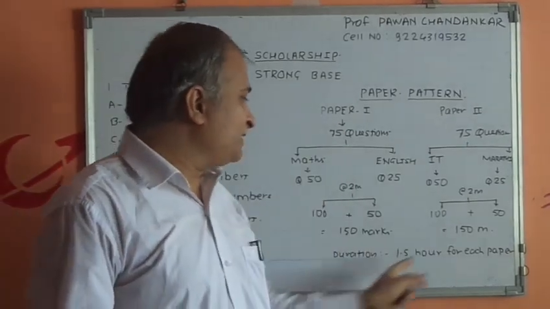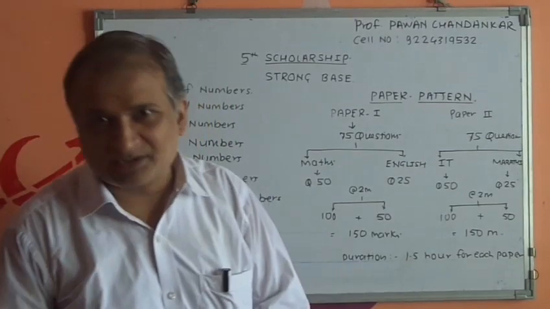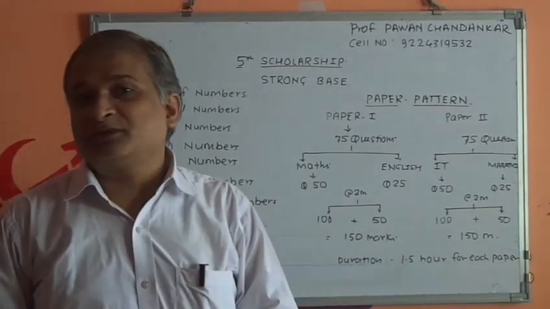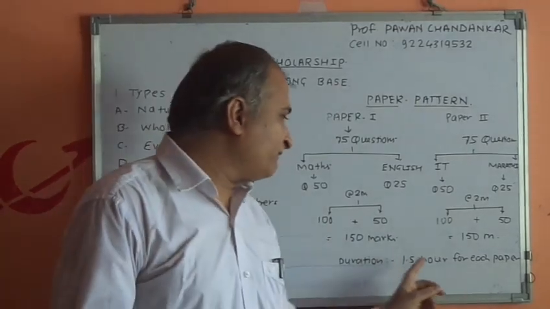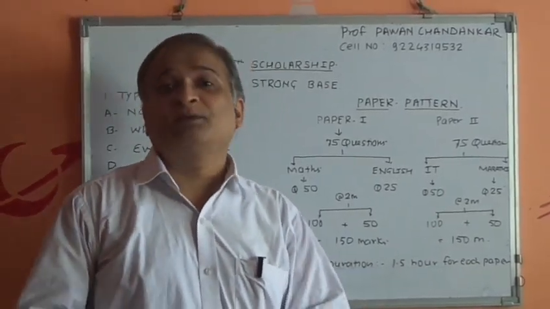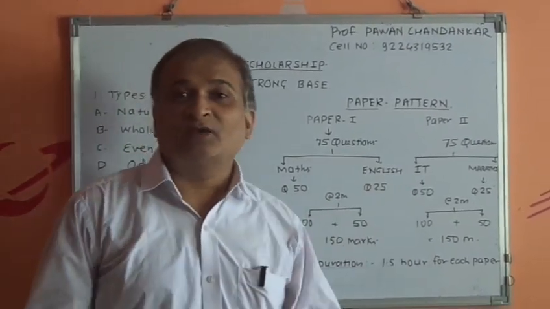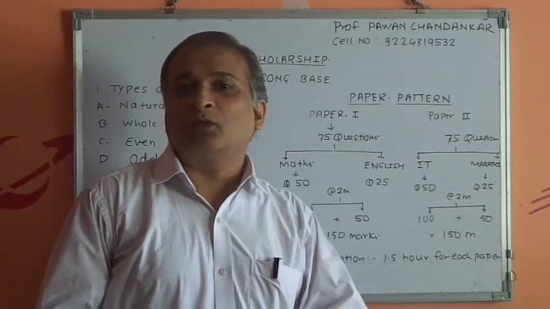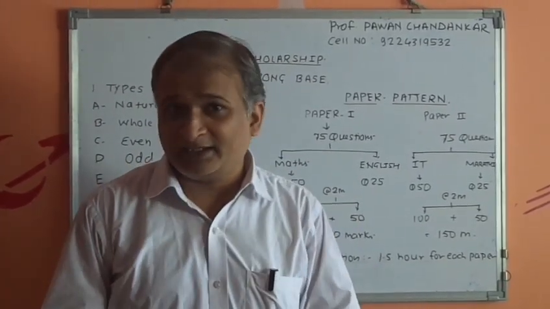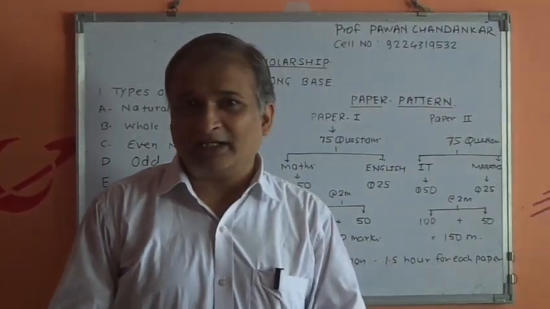So the total examination will be of 150 plus 150, 300 marks. Okay, and the duration of each paper will be 1.5 hours, that is 1 hour 30 minutes. So students, you will be getting in all 3 hours to attempt this paper, and you are supposed to attempt both these papers on one single day only. Okay, I hope you must have understood the exact paper pattern.